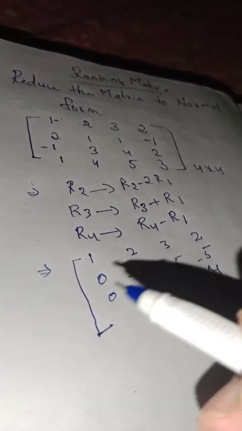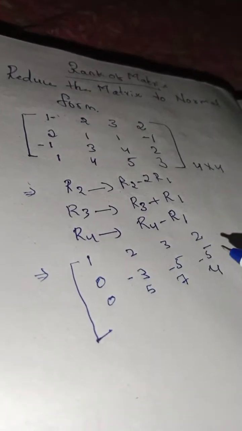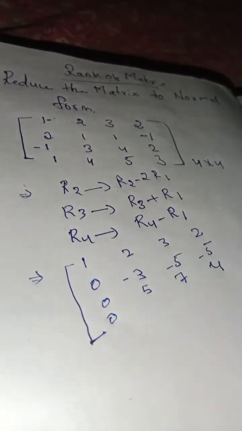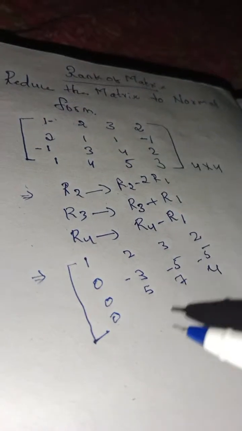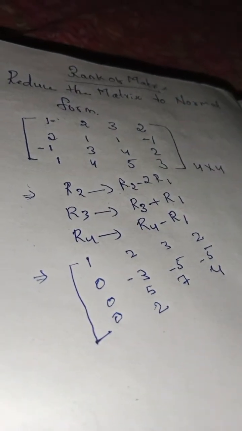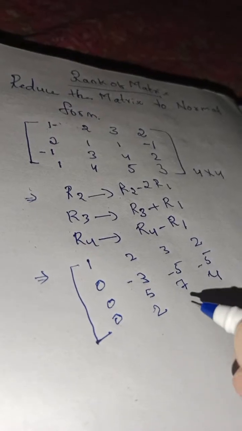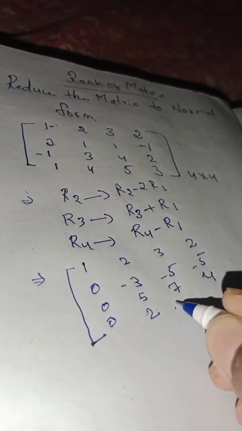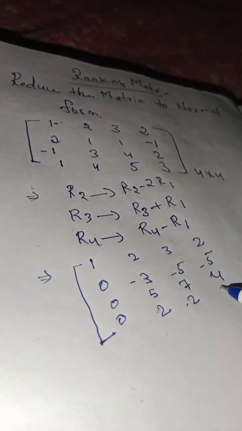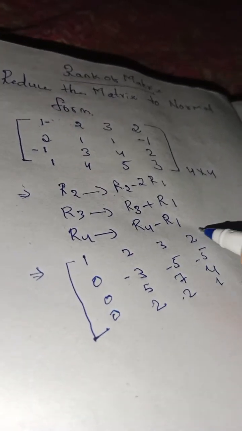Next we have to do for R4. R4 is R4 minus R1. So 1 minus 1 is 0. 4 minus 2 is 2. 5 minus 3 is 2. And 3 minus 2 is 1.